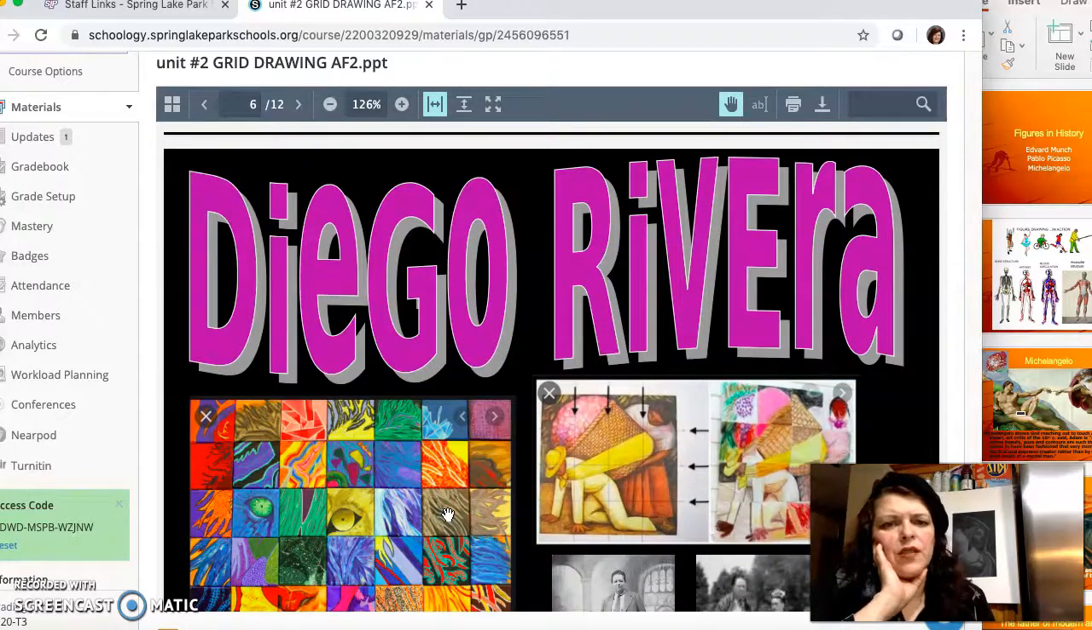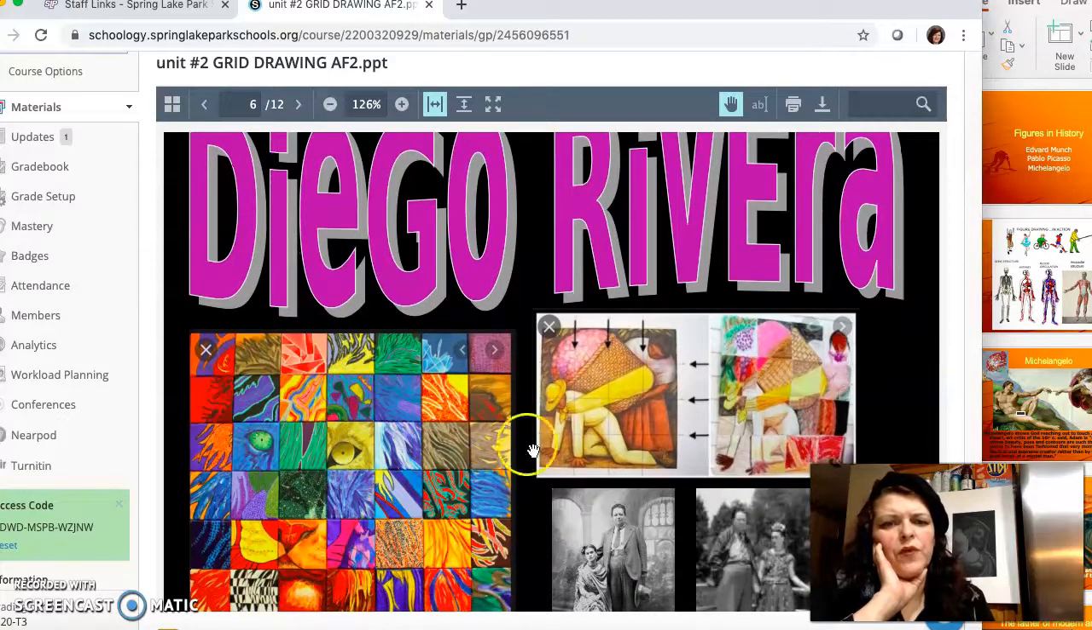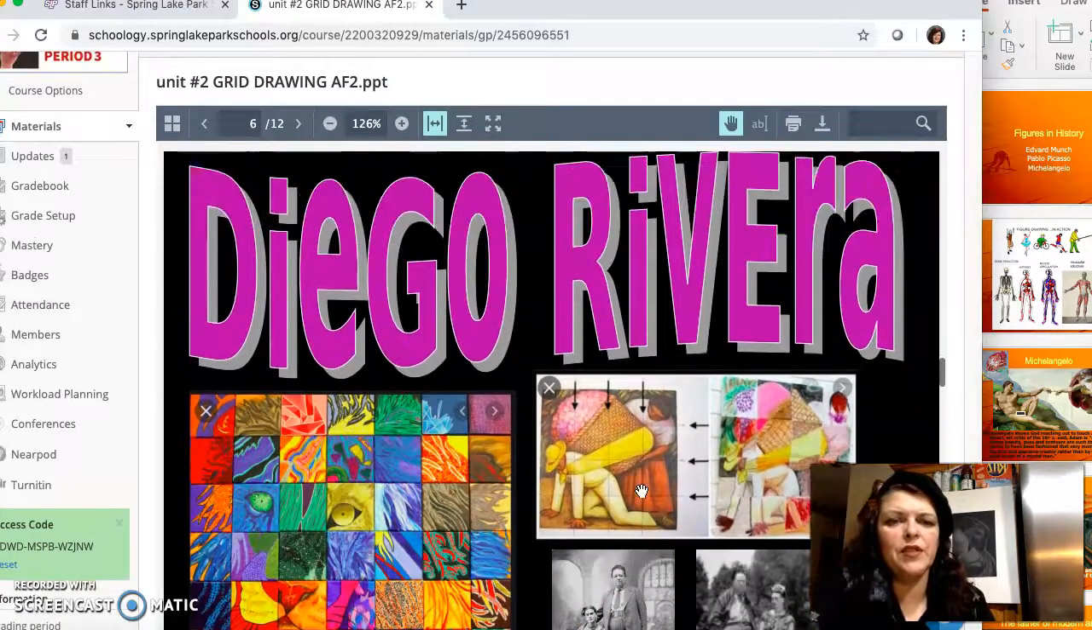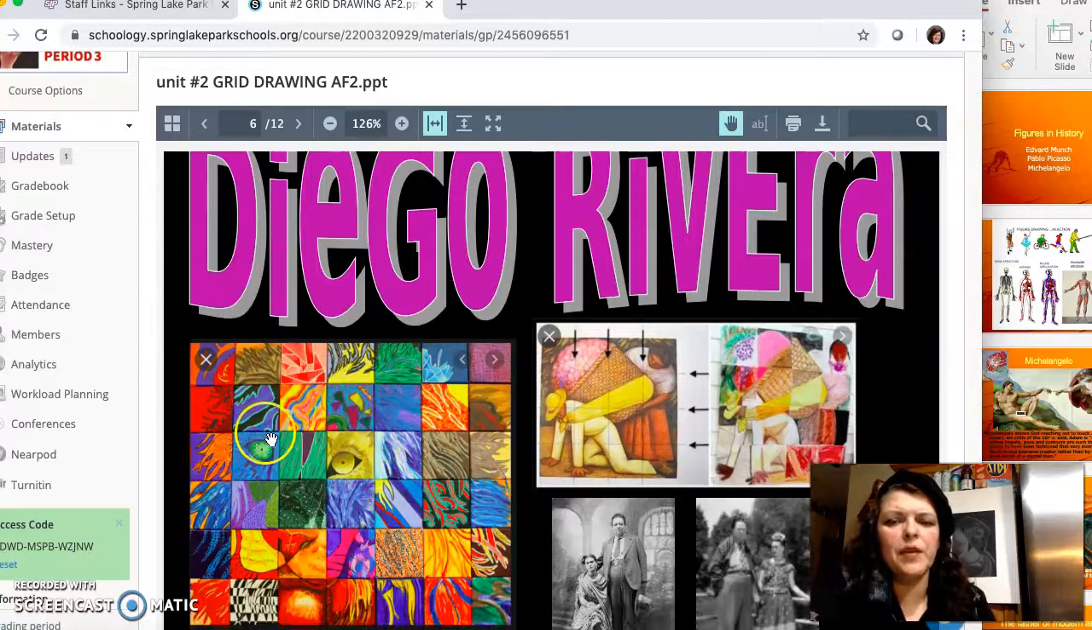Diego Rivera. So Diego Rivera, he was well known for his murals. He was also known as Frida Kahlo's husband. Although they were only married for 5 years, they remained friends for many years because they were both artists. So what he would do is he would take a picture and put it on the grid and manipulate it in each square.